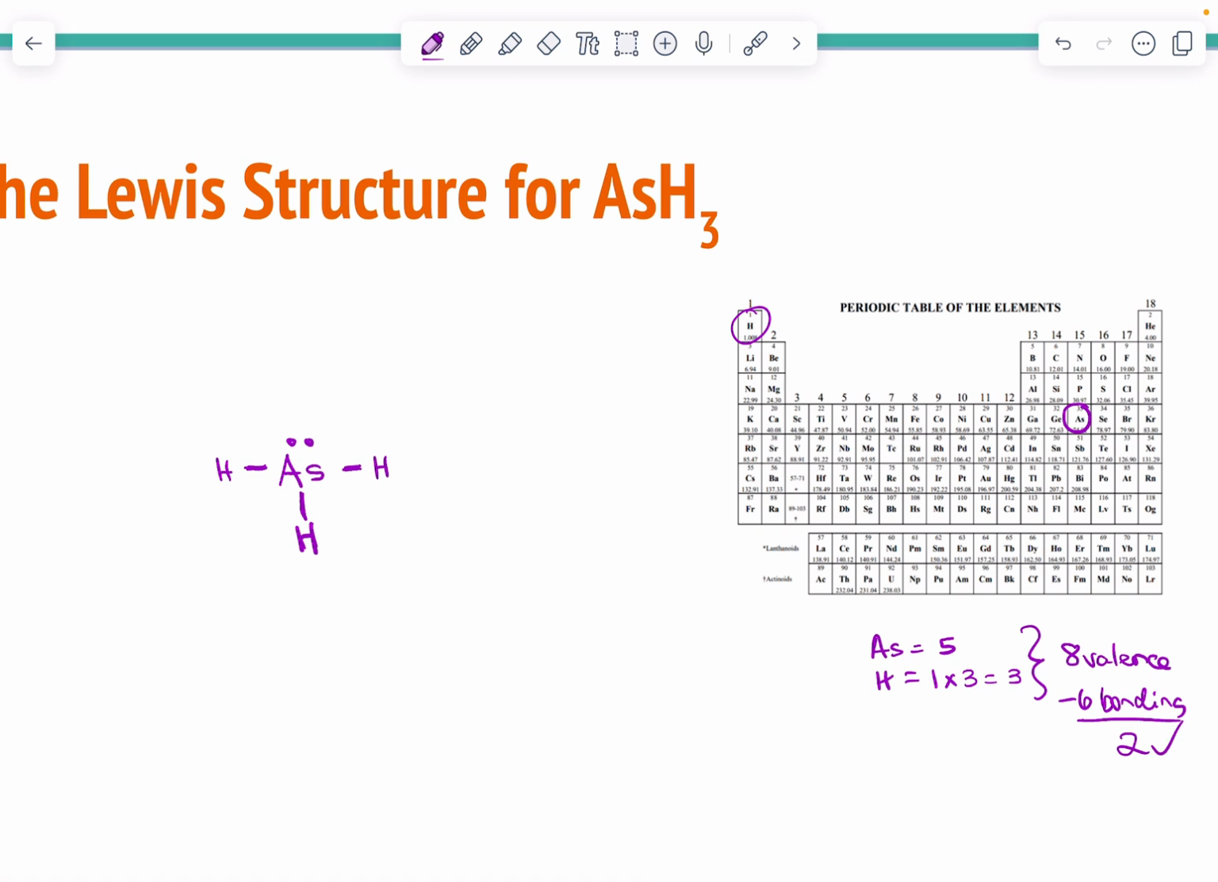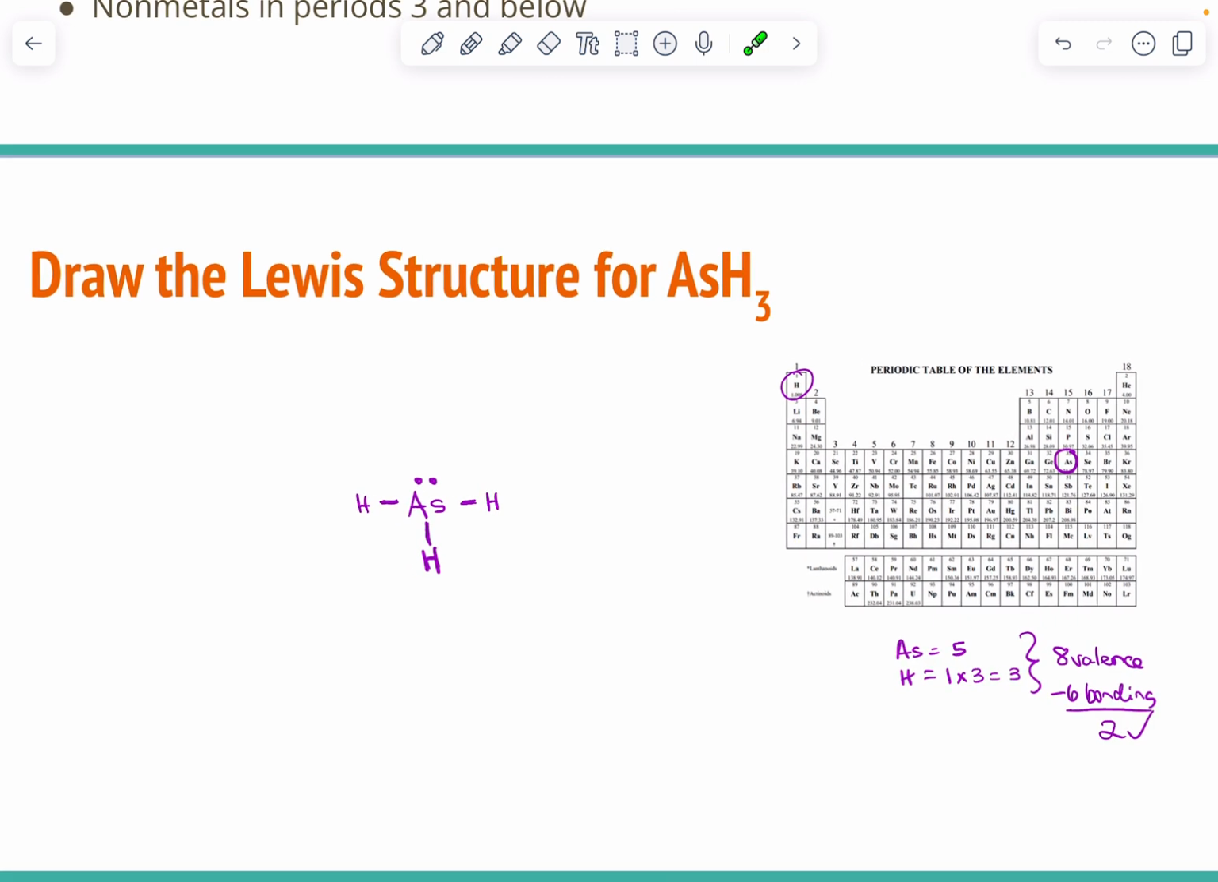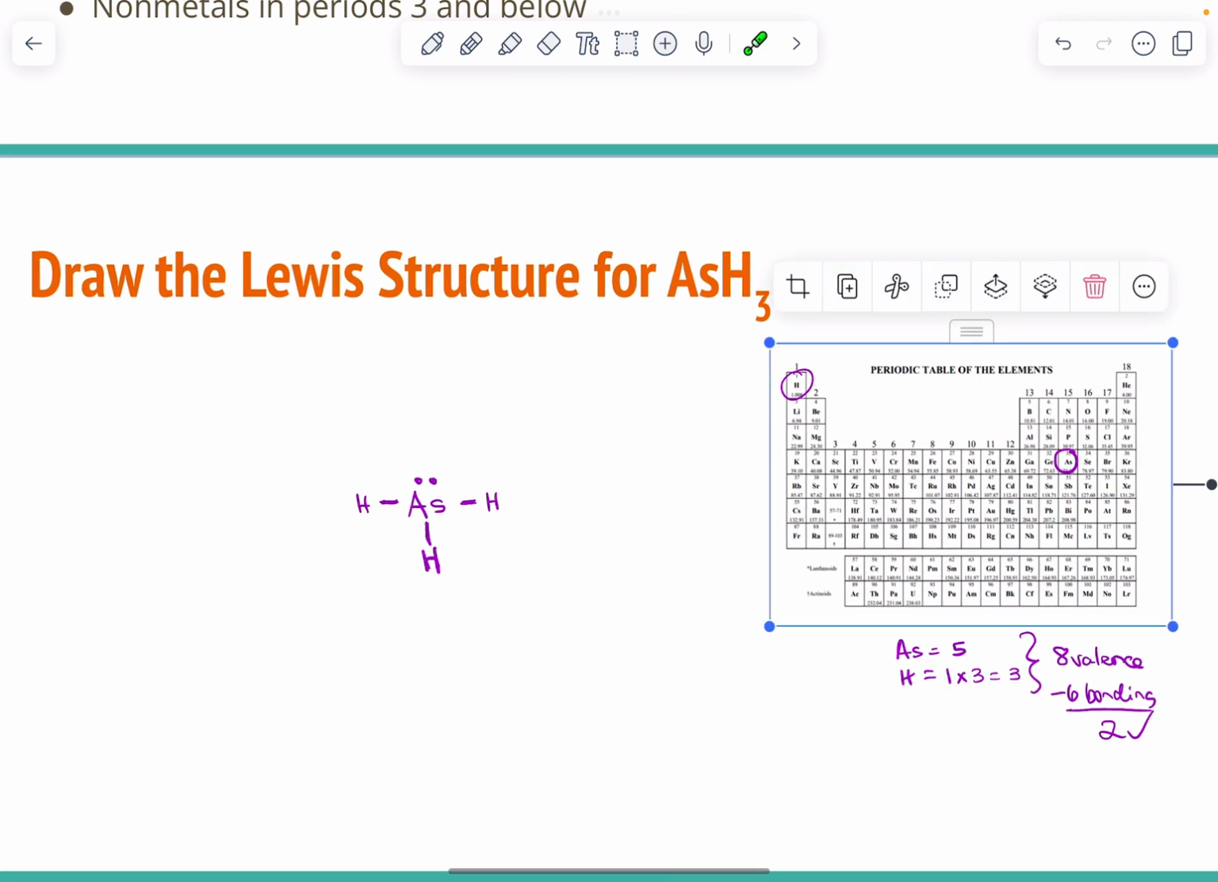And then we're going to go back and double check our Lewis structure here. So we've used 2, 4, 6, 8 electrons, which is the number of valence electrons that I had. The arsenic, which is my central atom, has 8 electrons. Each hydrogen has 2 electrons, and so each hydrogen is also satisfied. And so that is the Lewis structure for arsenic trihydride.